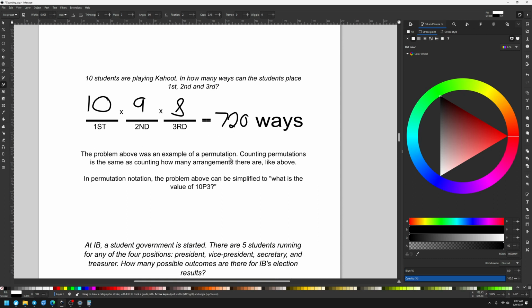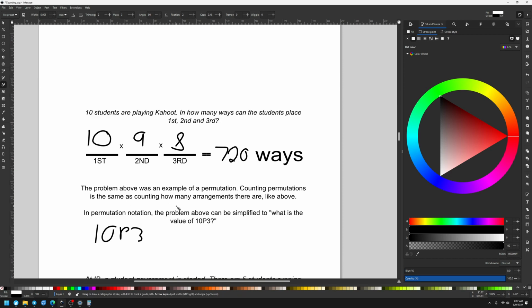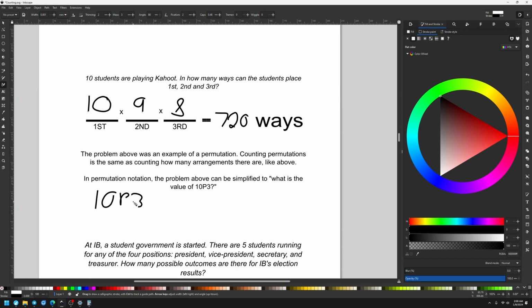And this is a permutation, which is when we count the number of arrangements there are. So permutation is just a fancy word for arrangements. And we can write these problems in permutation notation, which is just a P. 10P3 is how we would write the problem above, which is read as 10 permute 3 or 10 order 3, suggesting how many ways can we arrange 3 objects in a set of 10.